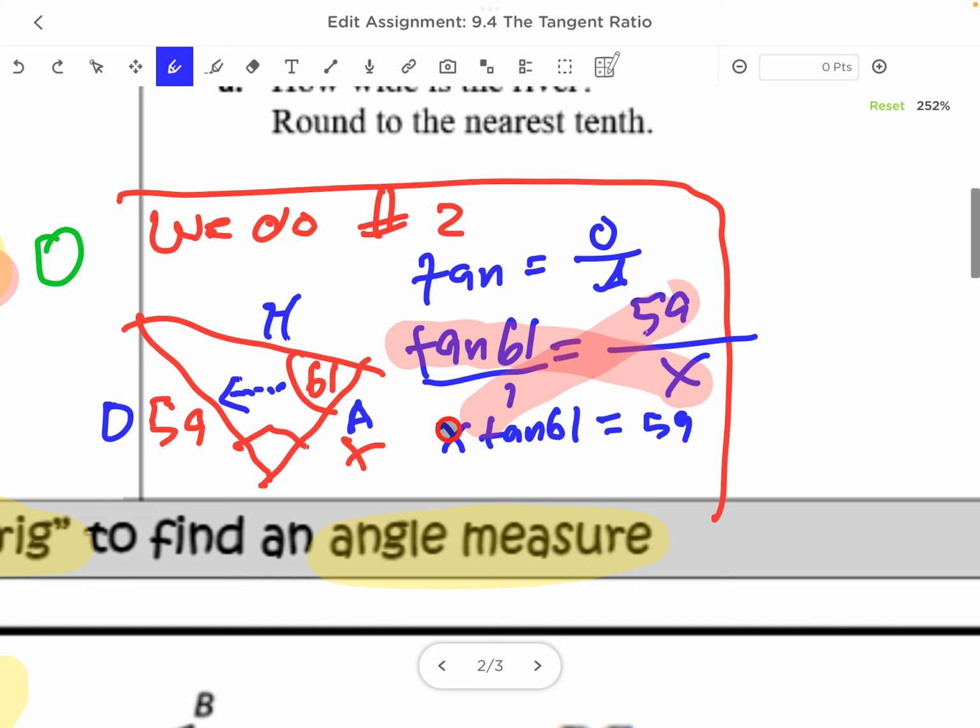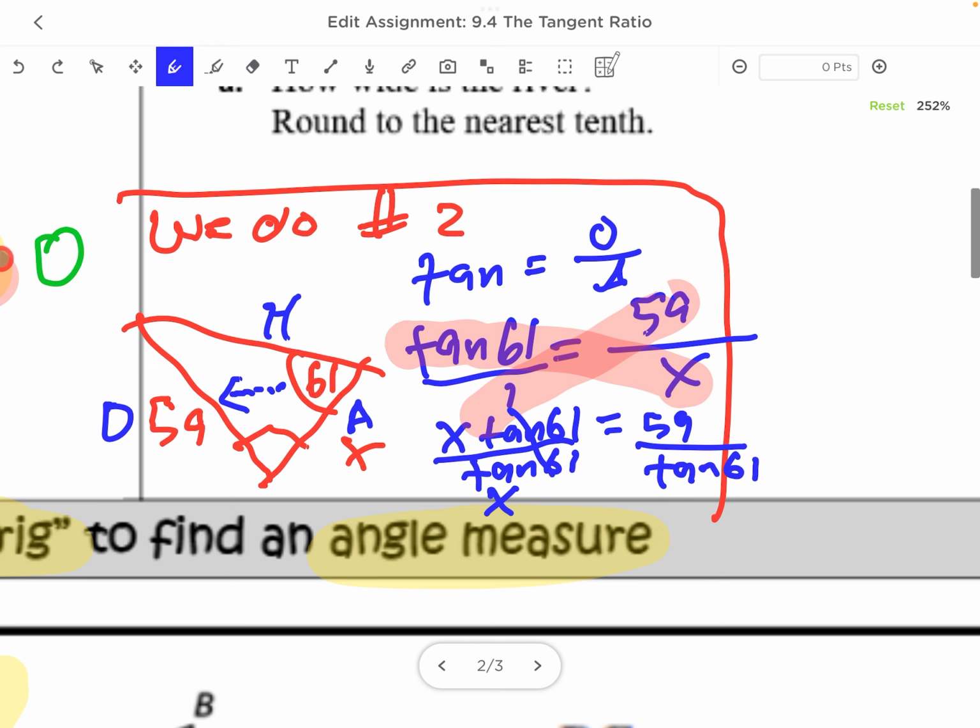Here's what we want to do. We want to get x by itself, so we want to divide by everything else. I'm going to divide by tangent 61. I know that looks weird, but that's okay. I'm going to divide that side by tangent 61 too, because I have to if they're both equal. So now let's do the math. That cancels out, and that's going to make it x.